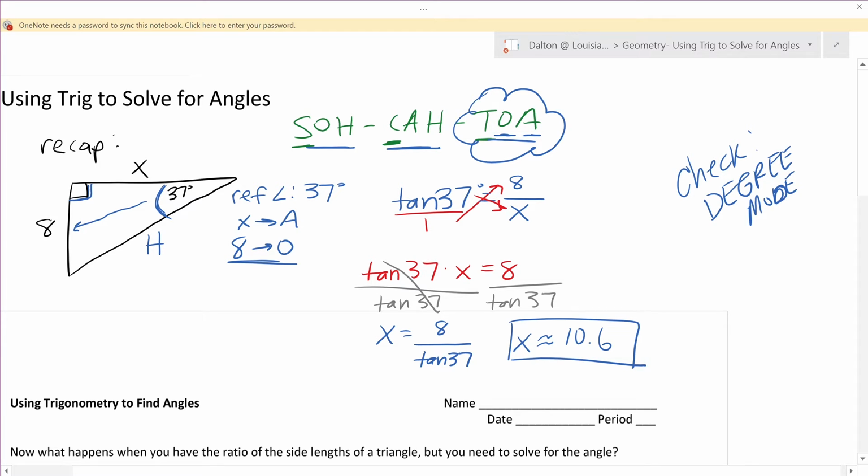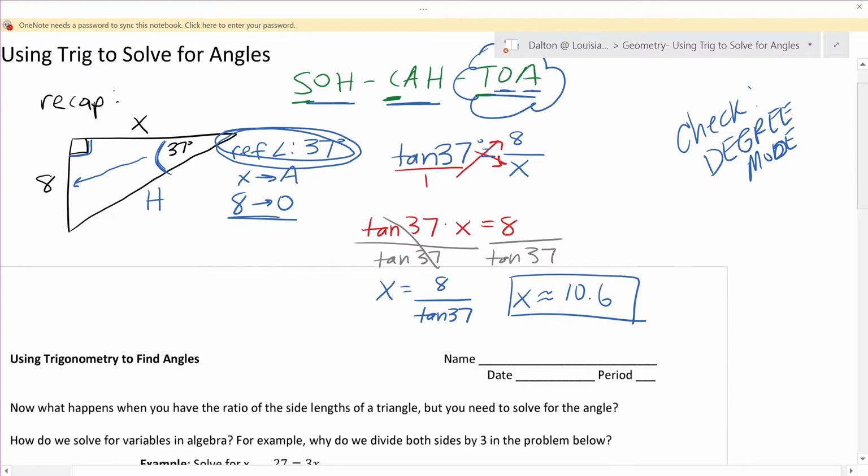So that's a little refresher of how we've used trig so far. This worksheet covers what happens when you want to find an angle. So after you list all your information, what if the reference angle is the thing that you don't know?